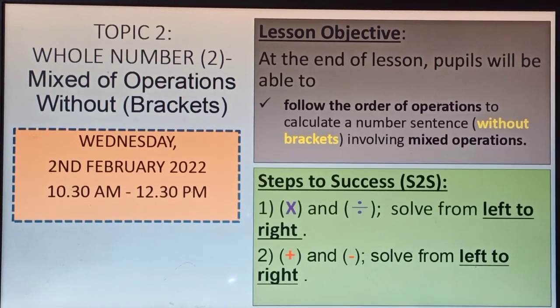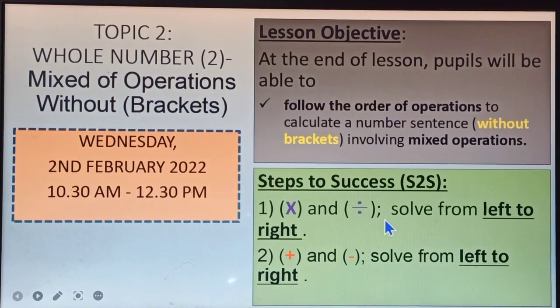Okay. Today's topic is about continuation of mixed order of operations from last Monday, which was mixed operations without brackets. Okay. Masih without bracket, tetapi we're going to mix the operations yang last Monday we learned: plus, minus, multiply and division. Kali ini kita gabungkan semua operation itu.